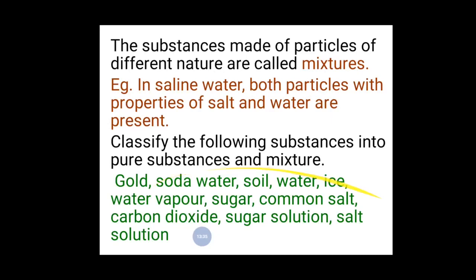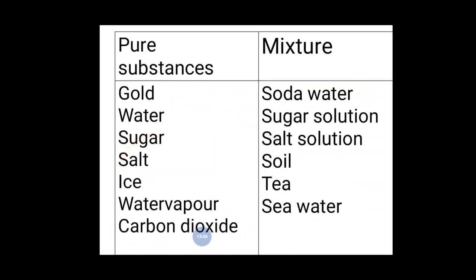Now you have to do this assignment. You have to classify the following substances into pure substances and mixtures. Some words are given here: gold, soda water, soil, water, ice, water vapor, sugar, common salt, carbon dioxide, sugar solution, salt solution. You have to make a table like this and write it down in your notebook.